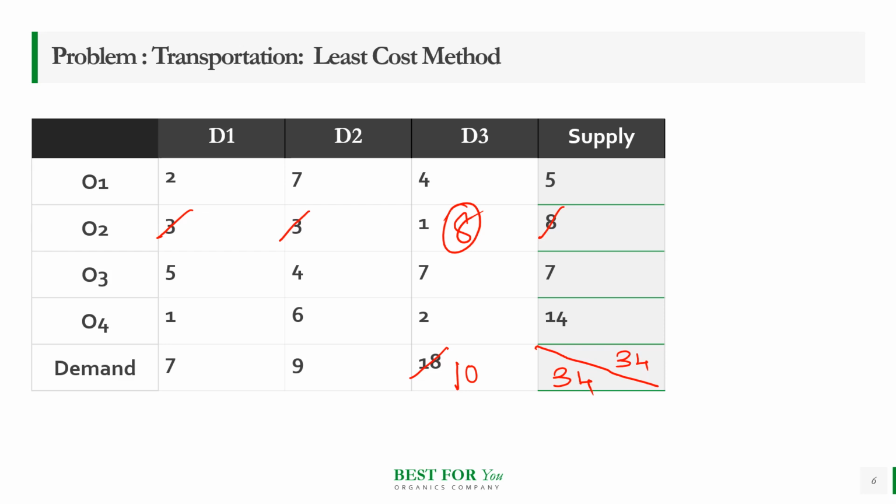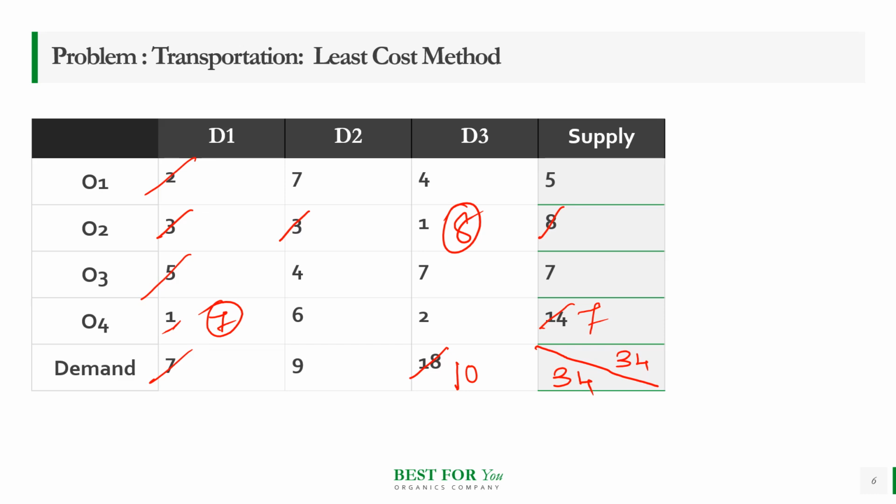What is the next least cost? The next least cost is 1 again here. I need to check the demand: the demand is 7 and the supply is 14, so I can allocate 7 here. My entire demand is over, so I'll cross out the entire column. The supply will become 7.